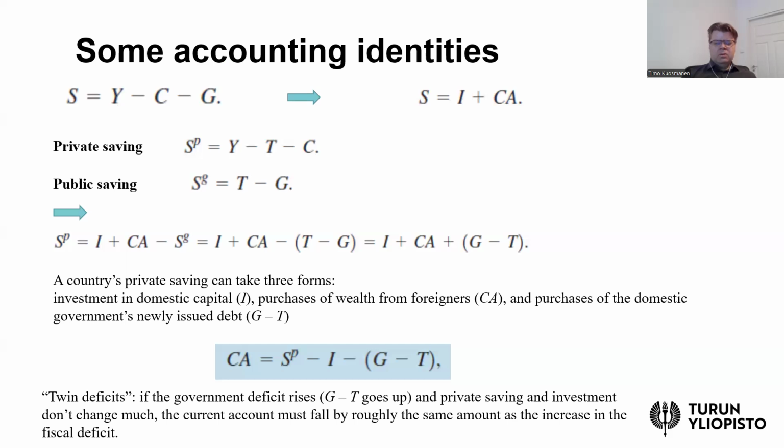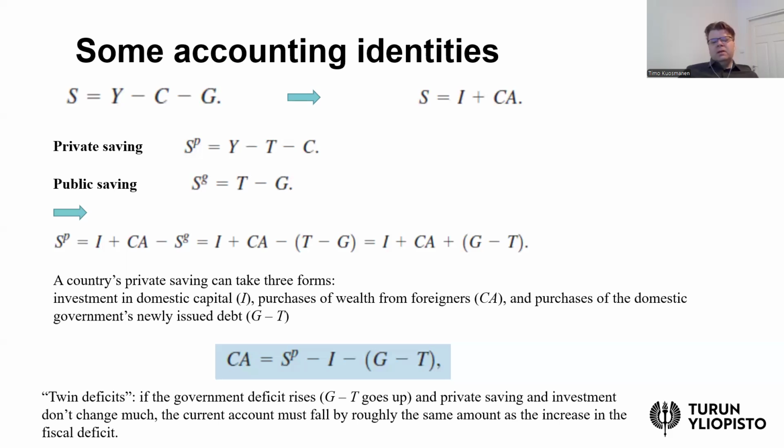So notice that if we add up private saving and public saving, S^P plus S^G, it is the same as national saving S, because these taxes T are just a transfer from the private sector to the public sector. So this minus T and plus T would cancel out if we add up S^P and S^G. This allows us to then use these previous accounting identities.